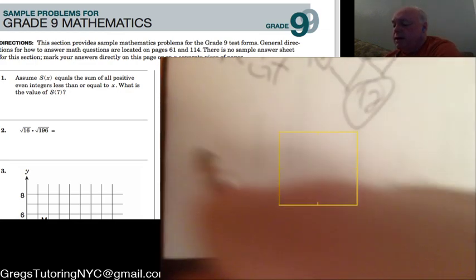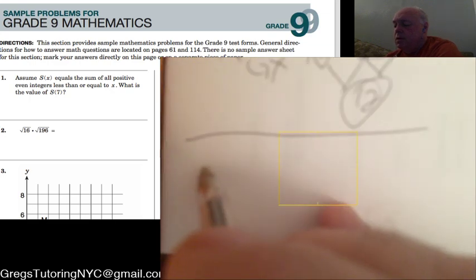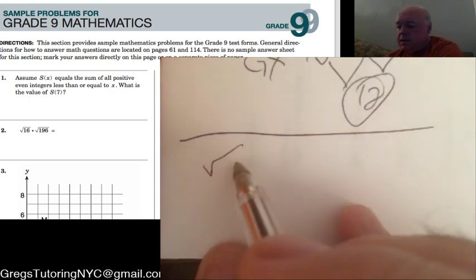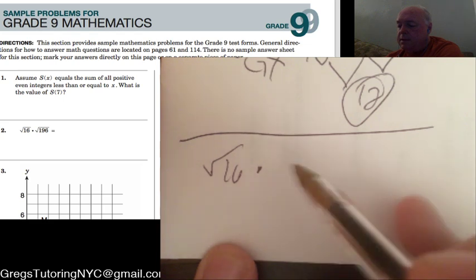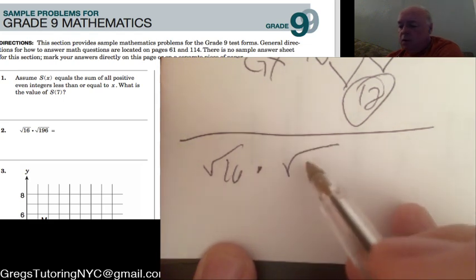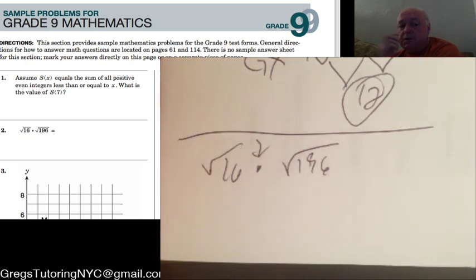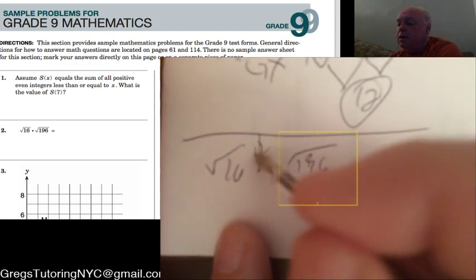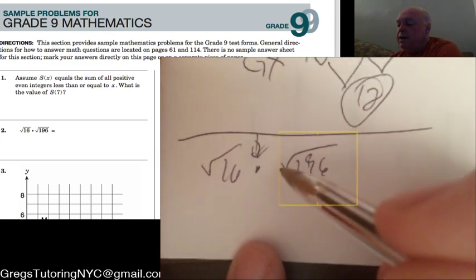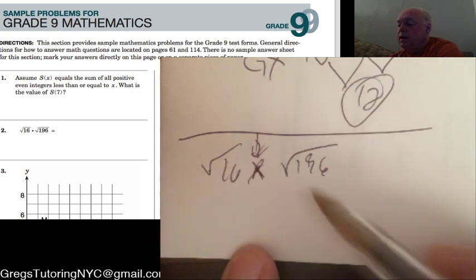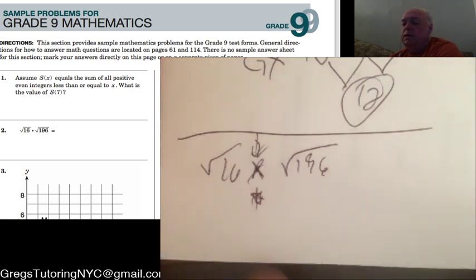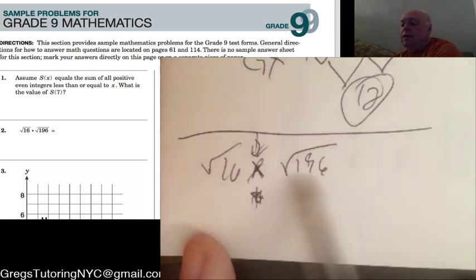So the second problem is the square root of 16 times the square root of 196. So if you don't know that means multiplication at this point, you're in a bad position. There are some examples where they will not put this at all, and sometimes it will be an X, and sometimes it'll even be an asterisk. Okay, so there's different fonts they can use. Just try to figure out what's going on here.